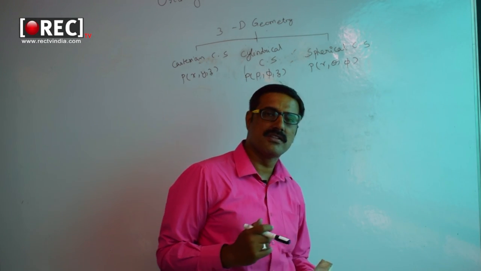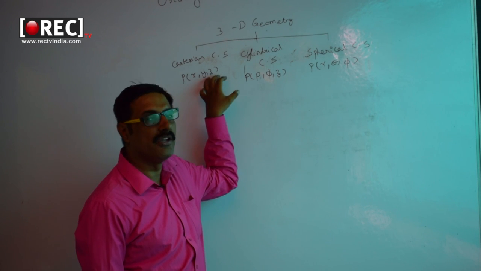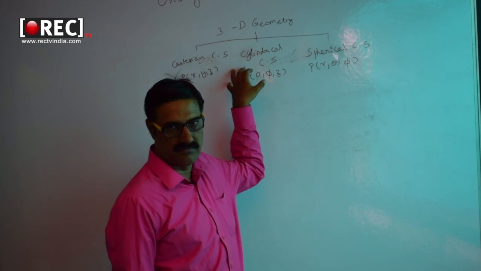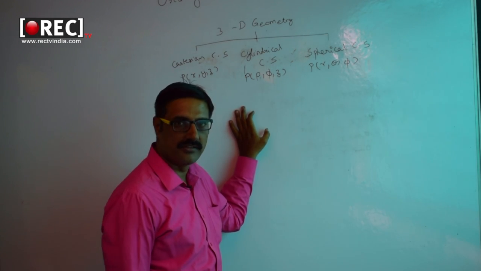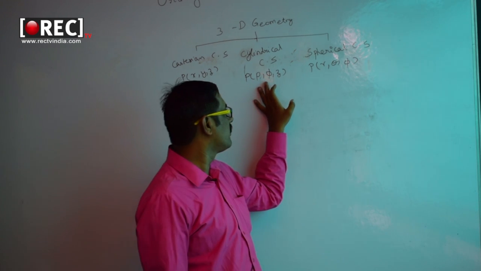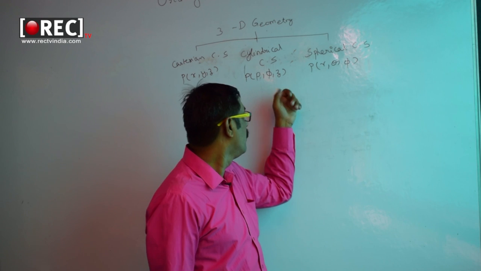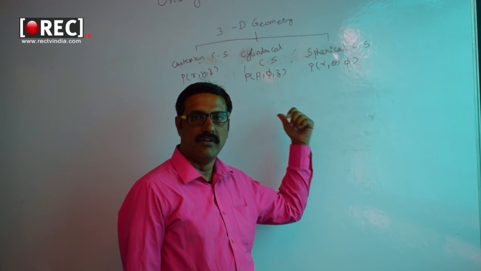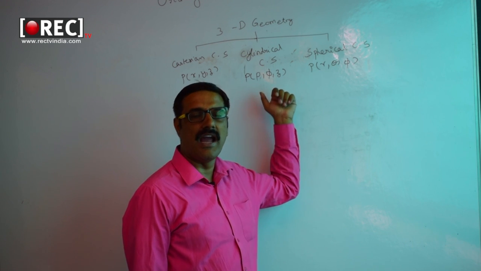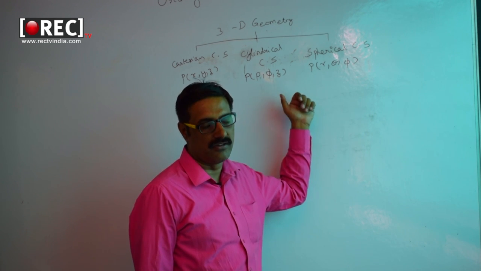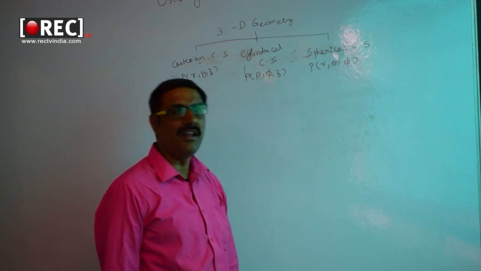Now, any point P can be represented in terms of Cartesian coordinate systems as P of x, y, z. That is, all the three coordinates are distance coordinates. Coming to the cylindrical coordinate system, any point P can be expressed as P of rho, phi and z, where rho is the length of the radius vector, phi is the angle made with respect to the reference horizontal, and z is the vertical height.